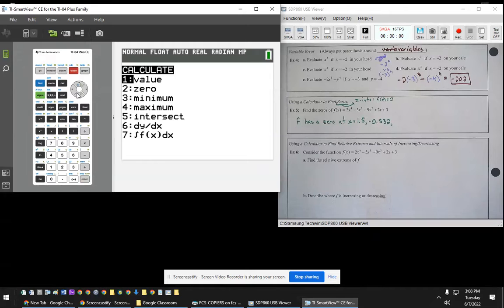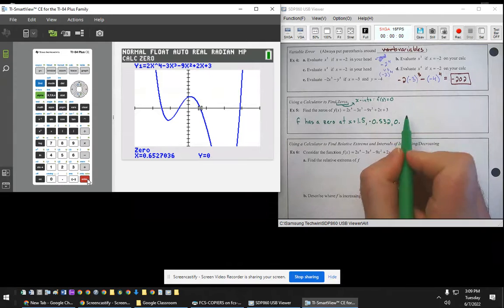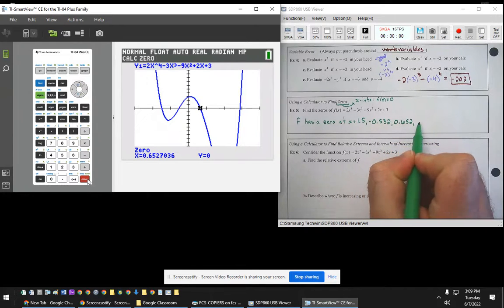And then it's getting kind of repetitive at this point, but we might as well finish. I'm on the left side, enter. I'm on the right side, enter. And then I get 0.652.